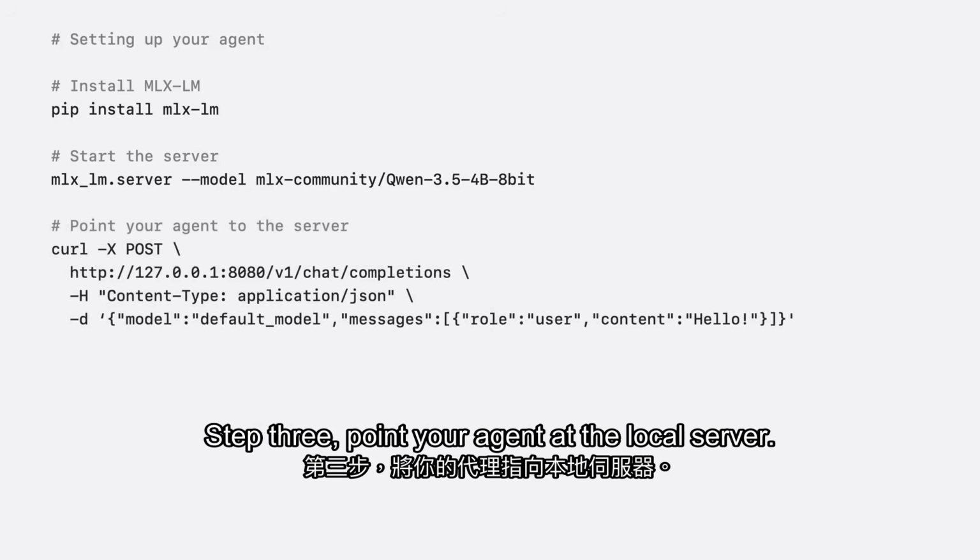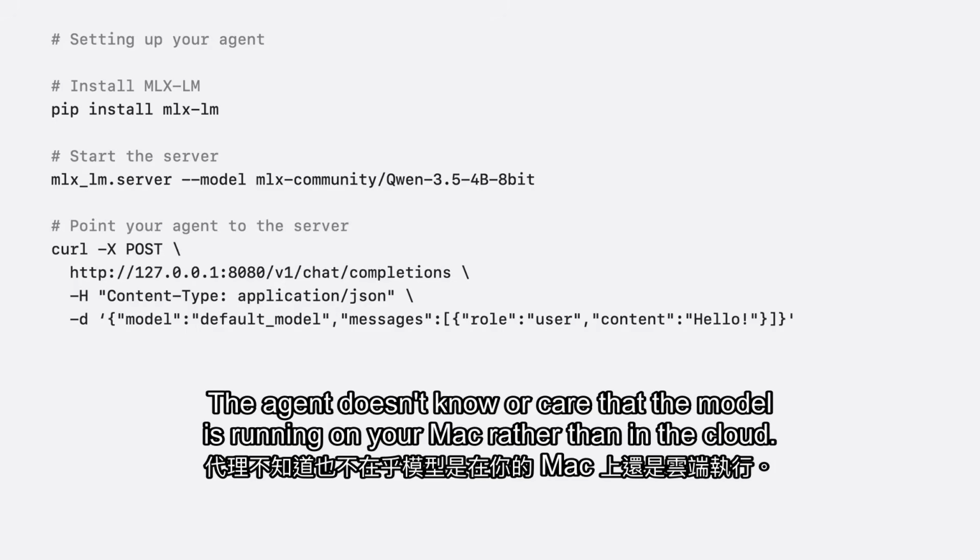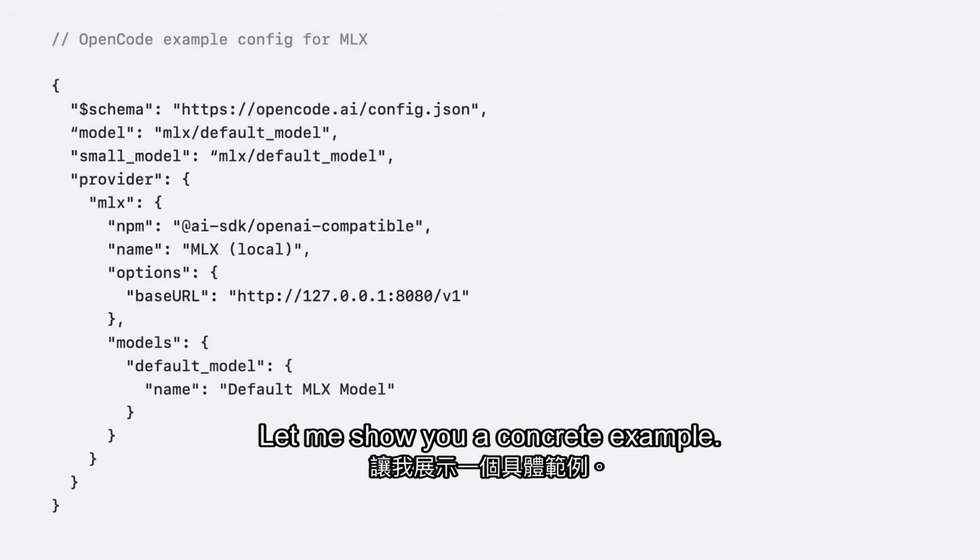Step 3, point your agent at the local server. In most agent frameworks, you just set the base URL to your local server's address and you're done. The agent doesn't know or care that the model is running on your Mac rather than in the cloud.